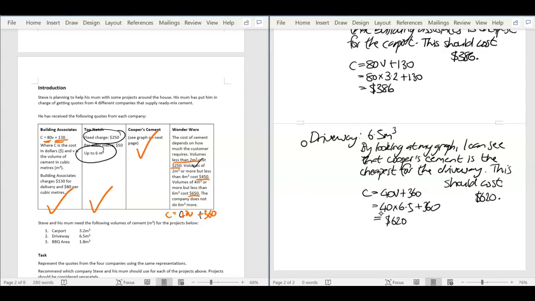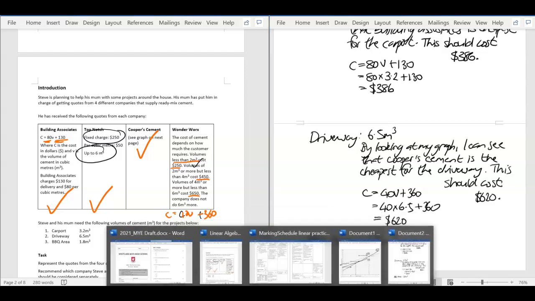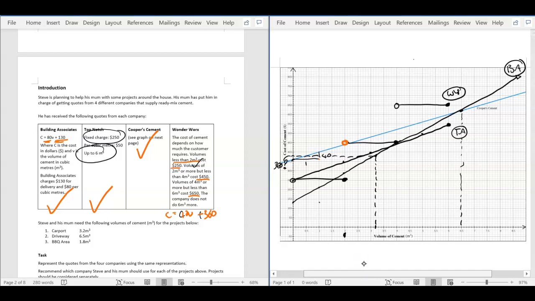Okay, and the last one we're going to have a look at is that barbecue area, which has an area of 1.8 meters cubed. Then let's jump on to the graphs, find out 1.8. So 1.8 around here, let's go up. So it looks like that step graph actually. So that step graph there looks like it's going to be the cheapest, and they're really easy to do. You don't have to worry about substitution. So we know our answer is 250.